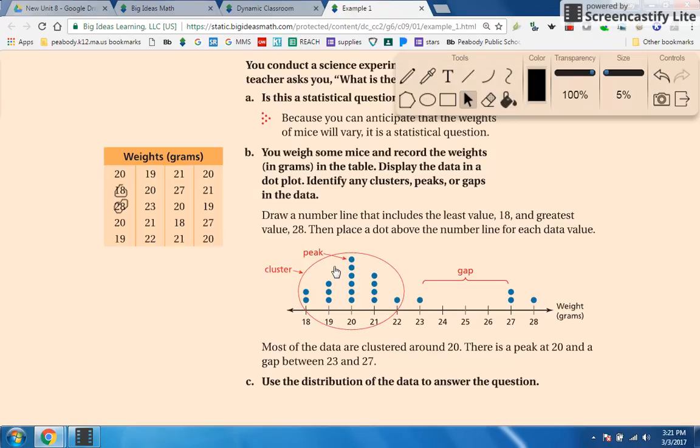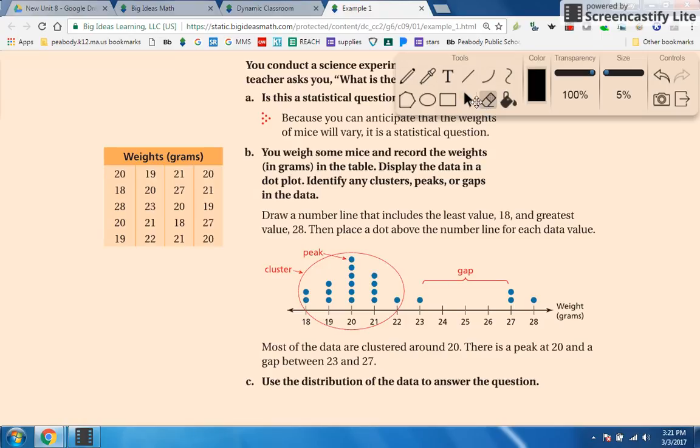So clusters is where most of the data is. Peaks is the thing with the highest amount. Gaps are anything that has no data. It says use the distribution of the data to answer the question. So the question was, what is the weight of a mouse? So if you wanted to use the distribution to answer that, you could say that most of the mice are between 18 and 22, but the majority of them weigh 20 grams. So you could say 20 grams would be the answer. Okay, so I'm going to give you one of these to try.